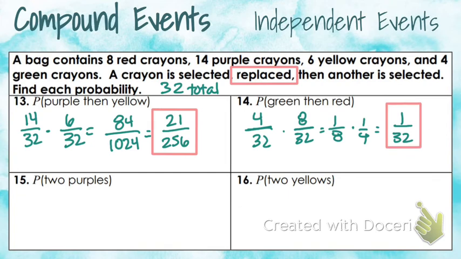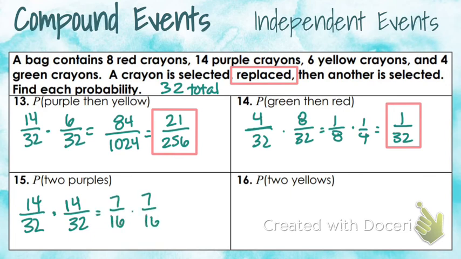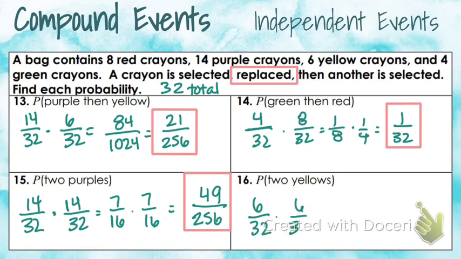All right, so probability of 2 purple crayons. There are 14 purple crayons. So to draw the first one, we would have 14 out of 32 chances. Well, we put it back, so we still have 14 out of 32 chances. This reduces to 7/16 times 7/16, which equals 49 over 256. Now the probability of 2 yellows is going to be 6 out of 32 times 6 out of 32. This reduces to 3 out of 16 times 3 out of 16, which gives us 9 out of 256.